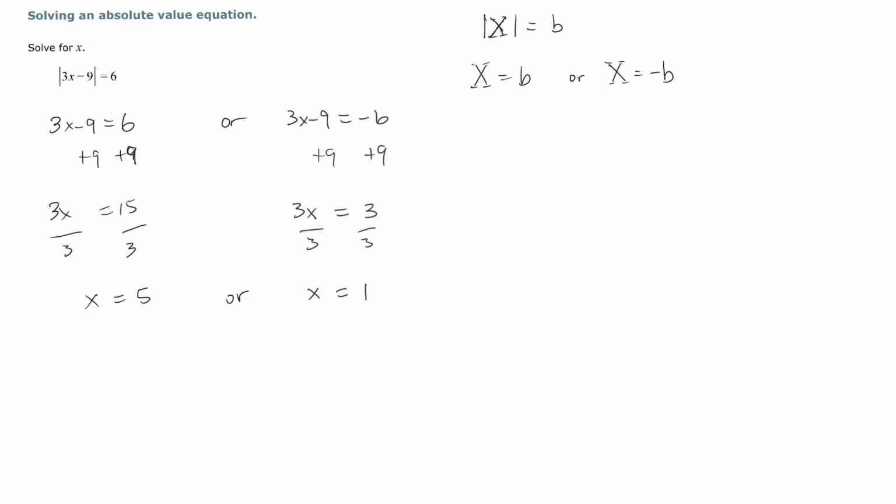So the final answer is x equals 5 or x equals 1, and of course you could check your answer by checking the original equation. Put in 5 in there, take the absolute value, do you actually get 6? And so on and so forth. Put 1 in here, and then simplify the expression, take its absolute value, ask yourself, do you get 6? And you do. I actually did the check in my head. I'm going to circle this as a final answer.